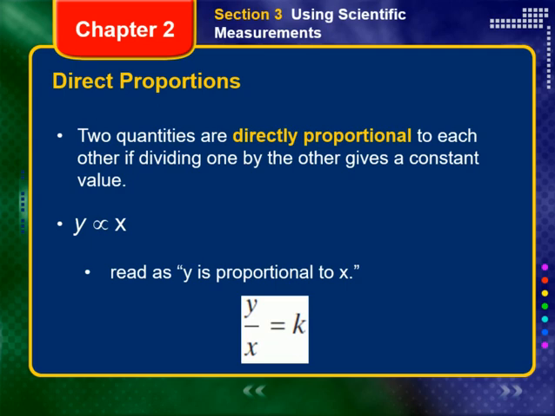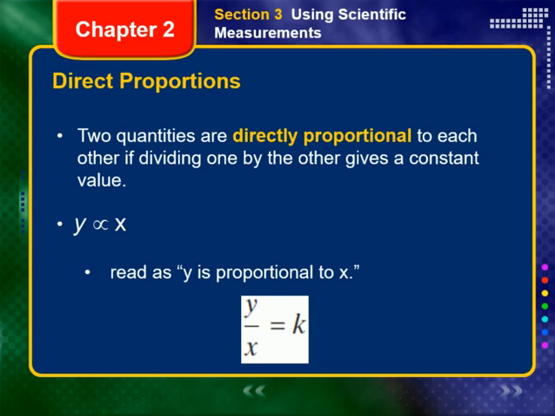Two quantities are directly proportional to each other if dividing one by the other gives a constant value. For example, if the masses and volumes of different samples of aluminum are measured, the masses and volumes will be directly proportional to each other. As the masses of the samples increase, the volumes increase at the same rate, as you can see from the data in Table 2-7, which you can find on page 55 of your text or on the next slide.